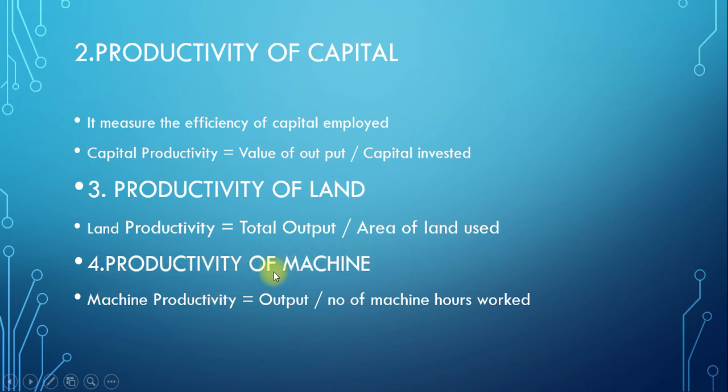Next one is productivity of machine. Productivity of machine can be measured in terms of machine hours utilized during a given period, like man work hours. So machine productivity is equal to output divided by number of machine hours worked. So these are the productivity of our man, labor, capital, land and machine.